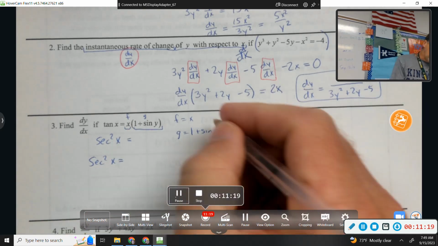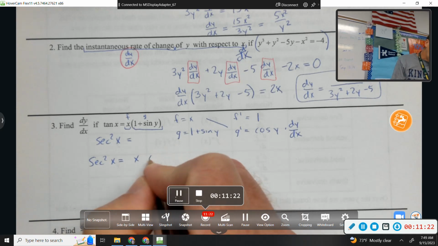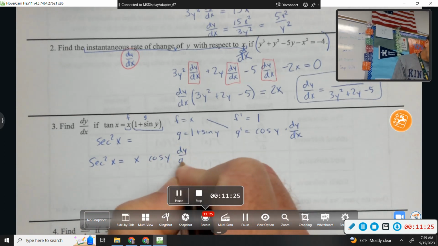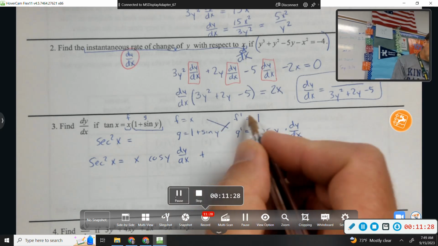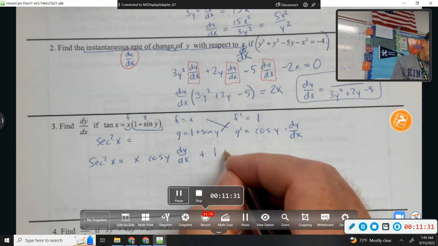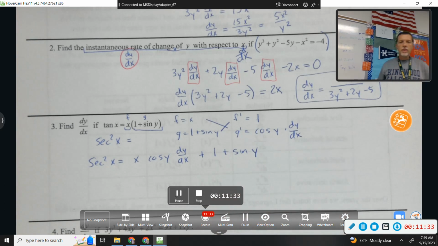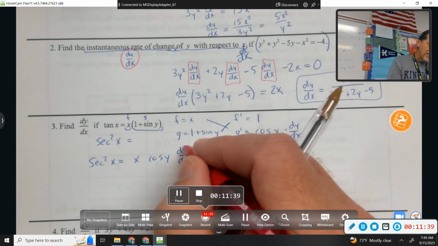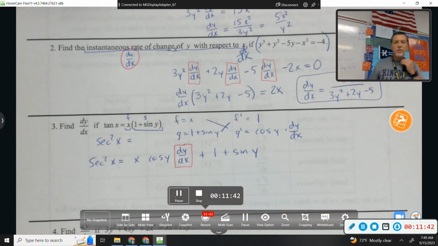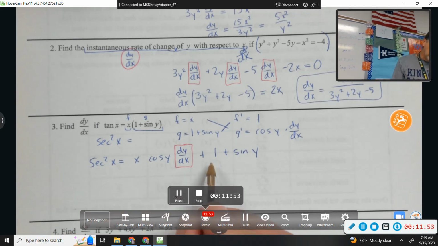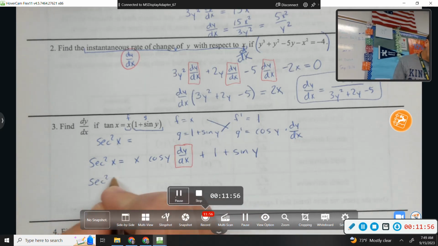So first times derivative of the second, x cosine y dy dx, plus the other way around, 1 times that would just be 1 plus sine of y. And now I've got an algebra problem. I still need to, I'm not done. This is not a safe stop because I have to solve for dy dx. I'm almost done, but I'm not done yet until I solve for dy dx. So, let's see here. I'll need to move the 1 and sine of y over. Secant squared x minus 1 minus sine of y.